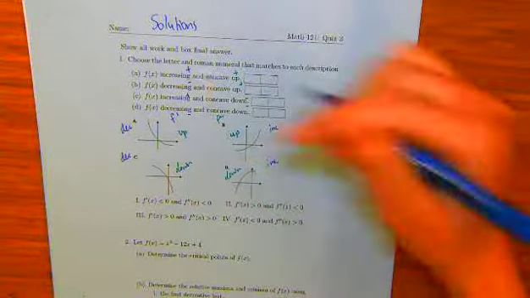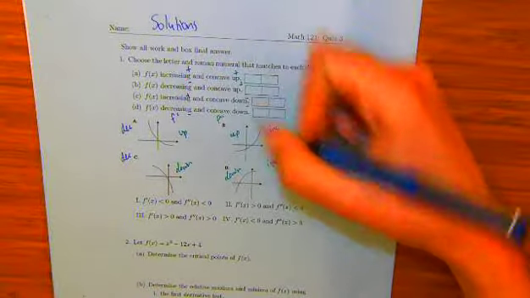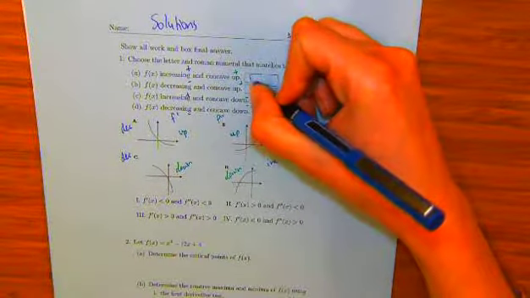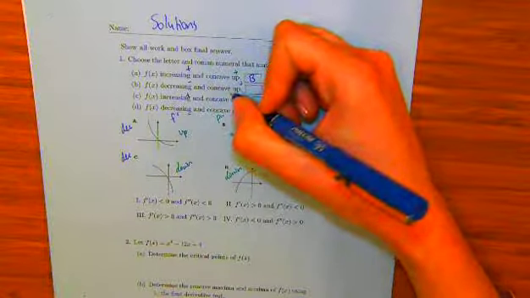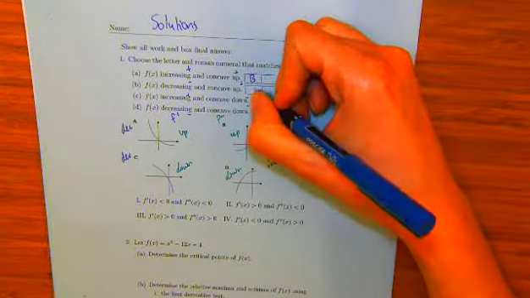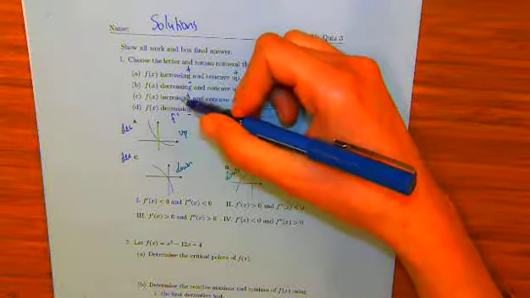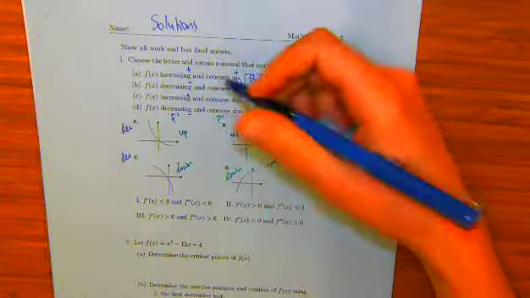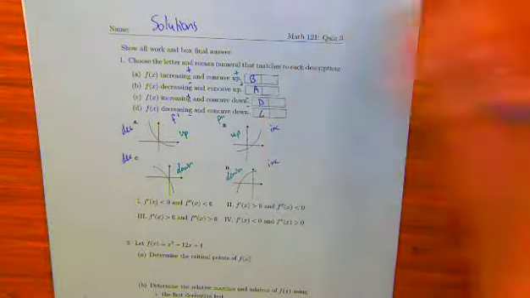All right, so increasing and concave up, so increasing concave up was B. Right? Decreasing and concave up was A. Increasing and concave down, D. The last one is C.